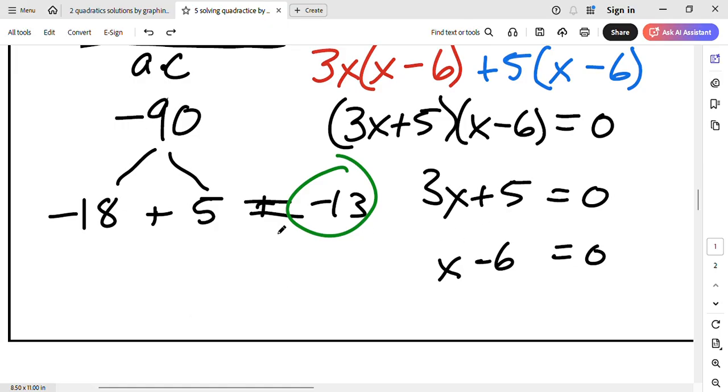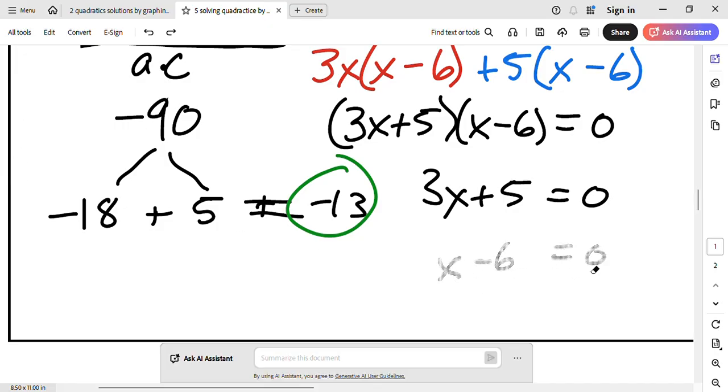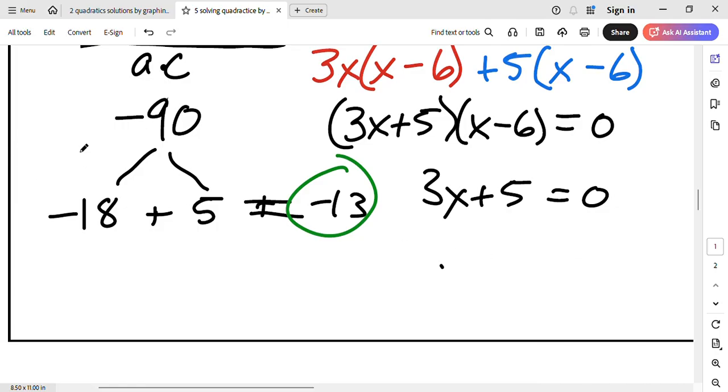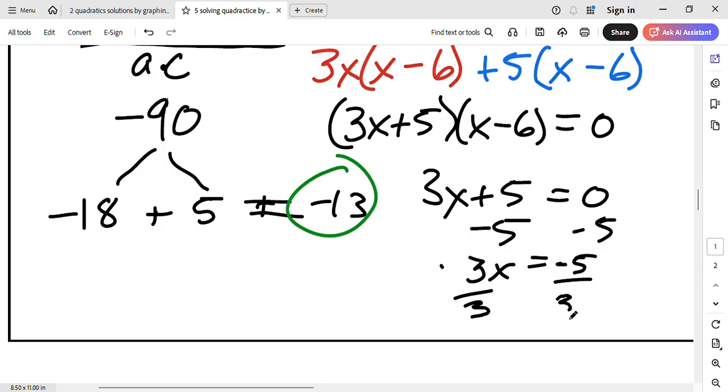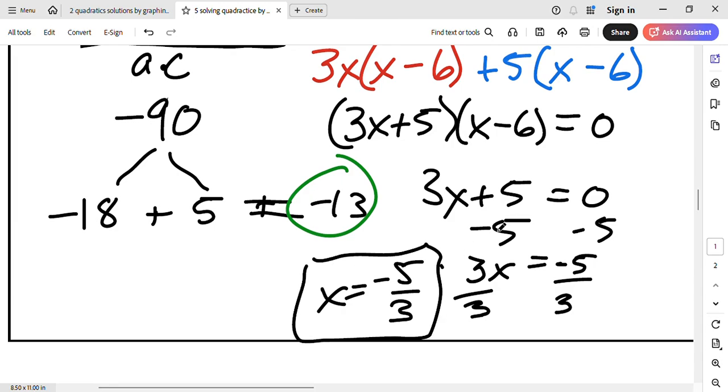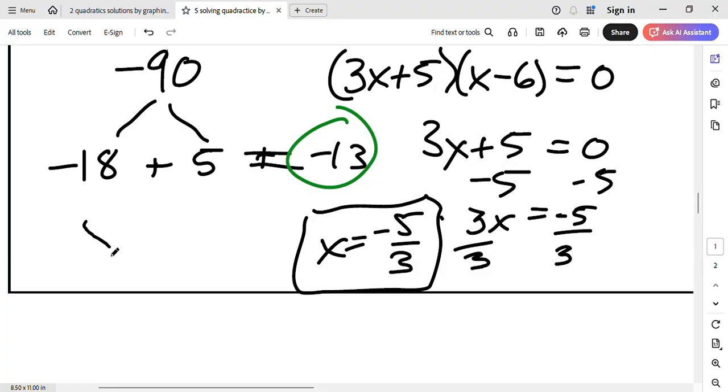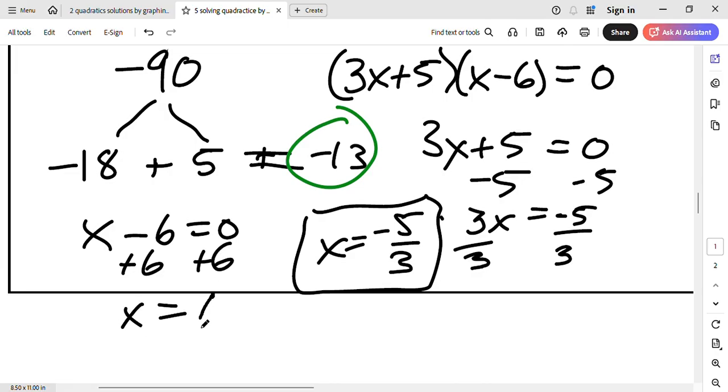Solve for x. So for the top, let me just erase this bottom one for now. Minus 5, so you have 3x equals negative 5. Divide by 3, divide by 3. X equals negative 5/3. That's one solution. The other one was x minus 6 equals 0. Add 6, x equals 6.